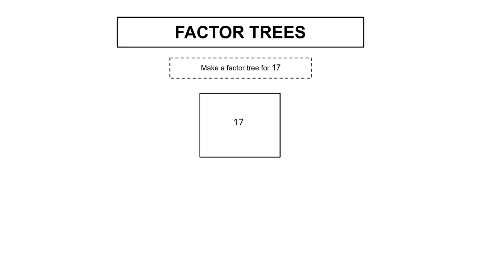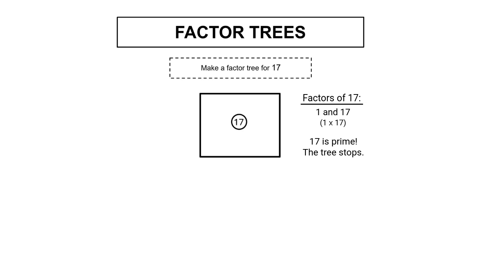Now let's make a factor tree for 17. But we have a problem. The only factors of 17 are 1 and 17. This is a prime number. So therefore the branch is automatically going to stop. And so this makes an important point. The factor tree of a prime number is just itself. And that's it. The factor tree is done.